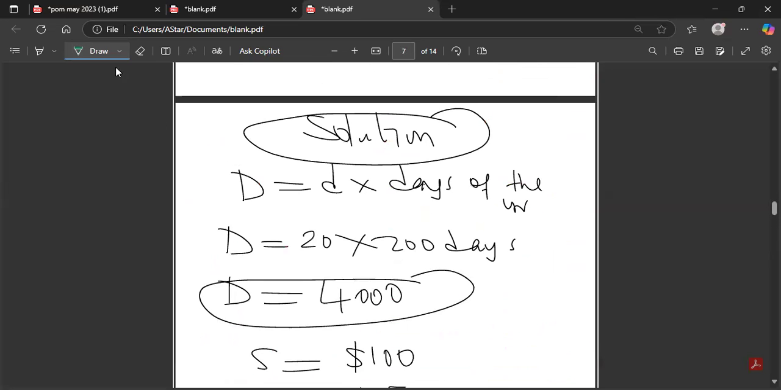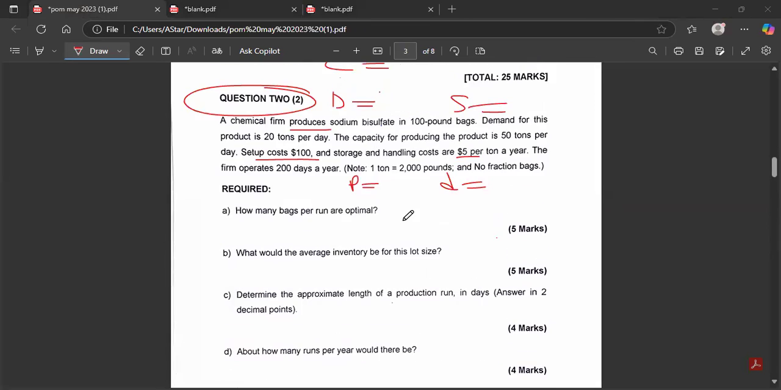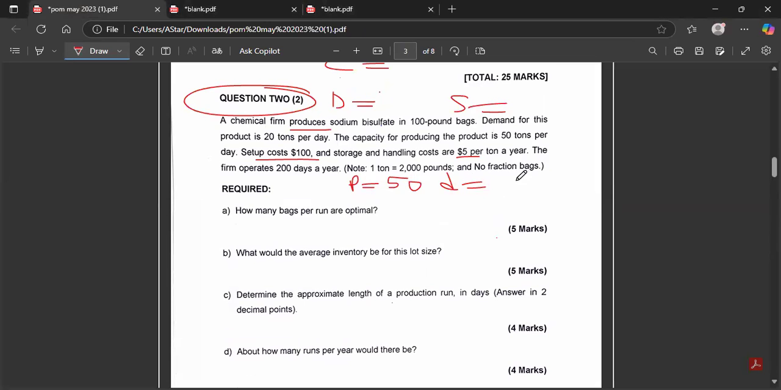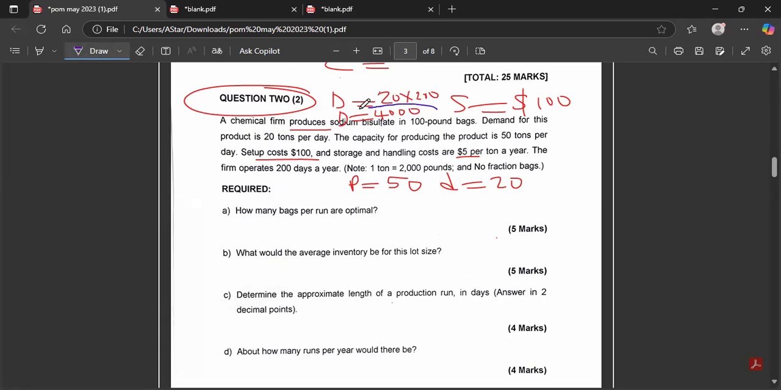I don't know if you're getting me. So from this question 2, our daily production is what? 50. Can you see it? 20. Setup cost is 100. Annual demand is 20 by 200, which is it? Our demand is 4,000. I don't know if you have gotten my point. Is that okay?